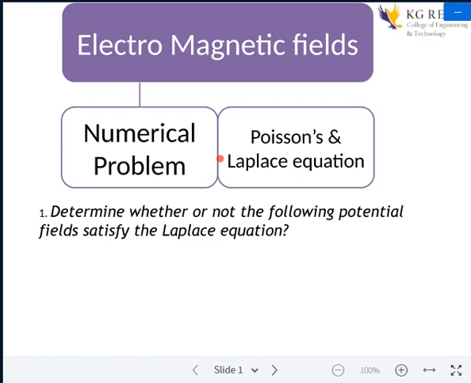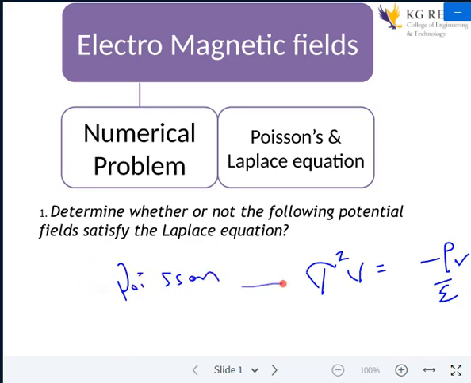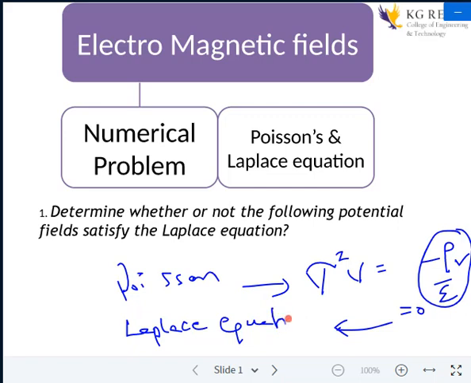Before this numerical problem, we have seen two theories: one is Poisson's equation and the other is Laplace's equation. Poisson's equation can be written as del square V is equal to minus rho V by epsilon. But in the Laplace equation, whenever this result goes to 0, then we can say that this is a Laplace equation.